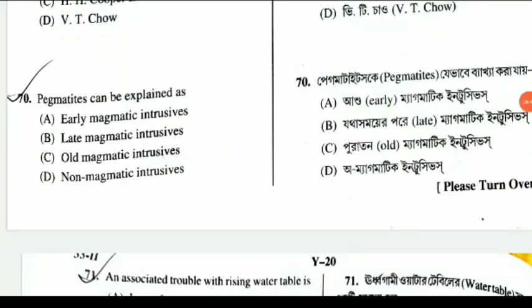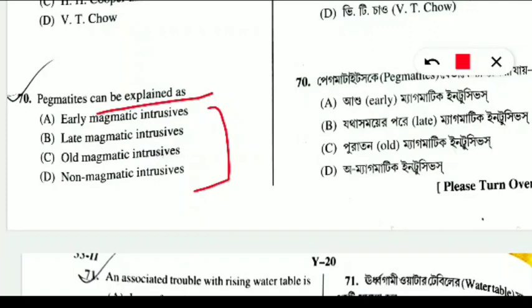Let's move to question 70. Question 70 is, pegmatites can be explained as what kind of rocks? So they are magmatic rocks, but what kind? Late, old, intrusive or extrusive? So here I will tell you, they are late magmatic intrusive rocks. That means they are the final stage of magma crystallization. These rocks are pegmatites. Let's move to the next question.